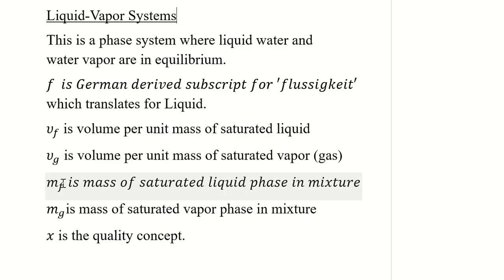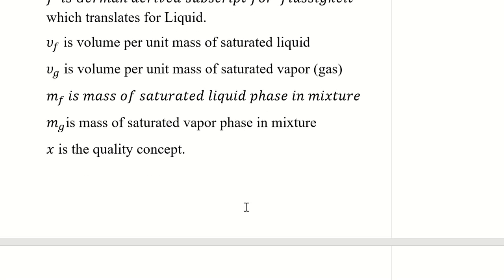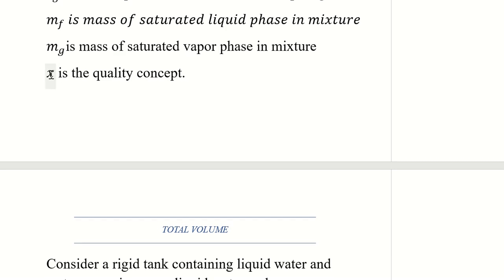Mass subscript f is the mass of the saturated liquid phase in the mixture, and mass subscript g is the mass of the saturated vapor phase in the mixture. Anytime you see us use x in thermodynamics, we're not talking about the unknown x, y. No, that's for mathematics. Here we talk about the quality concept. The quality concept is represented by x. We shall look in detail at what these mean later.